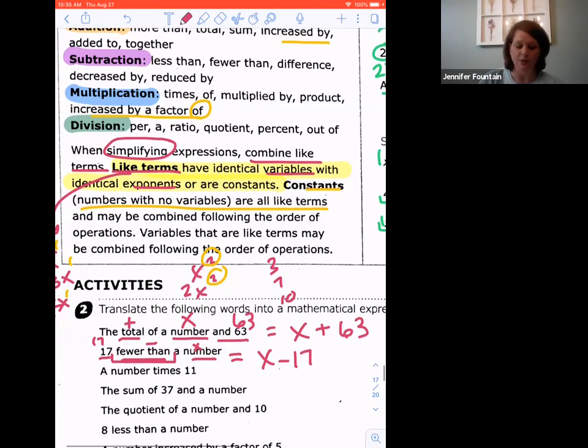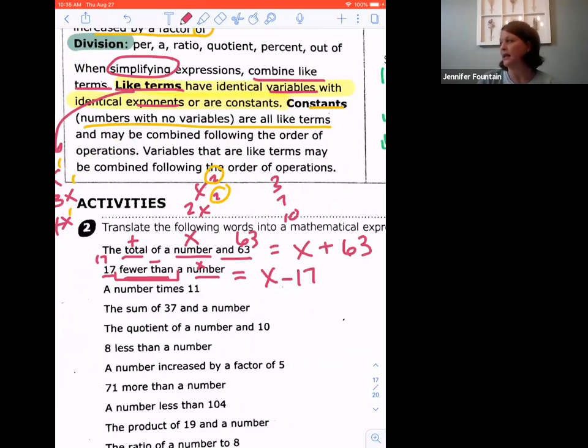Now let's look at the next one. A number times 11. All right. Number, I know I'm going to let that be x. Times, we know that we're going to be multiplying. This is where it gets confusing using x and times, okay? And then 11. So remember that when I'm writing a number and a variable together, I don't even have to have a sign, but I'm going to write my coefficient first. So I just have 11x, tells me a number times x.